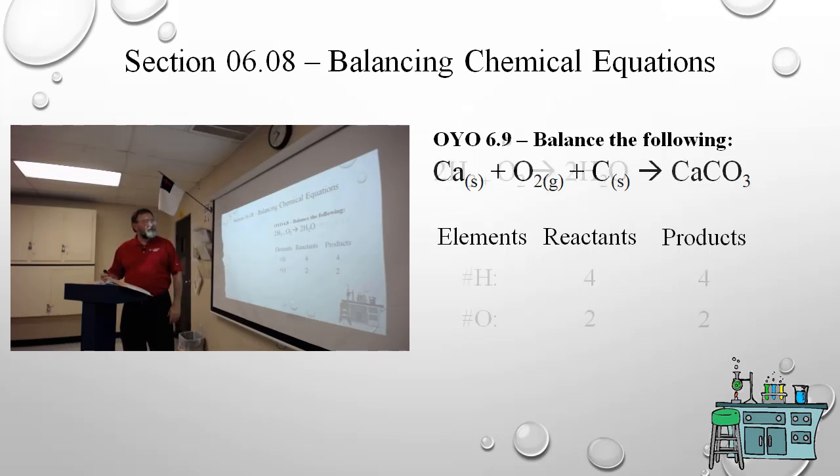So, another equation on your own, 6.9. Now the questions are a little bit longer than this. I think this one was a word problem, but it basically reduces down to this. Calcium and oxygen and carbon produce calcium carbonate.